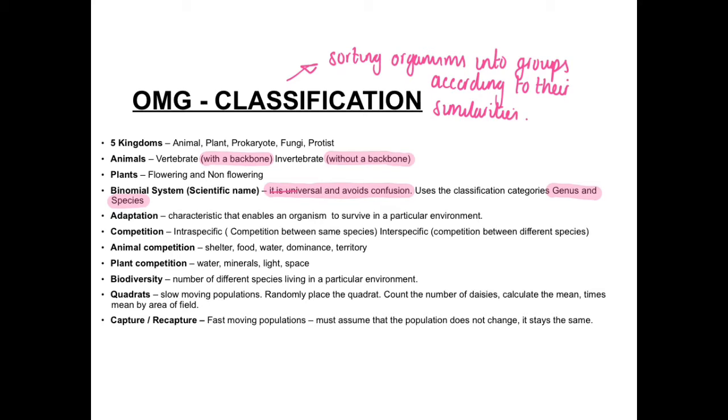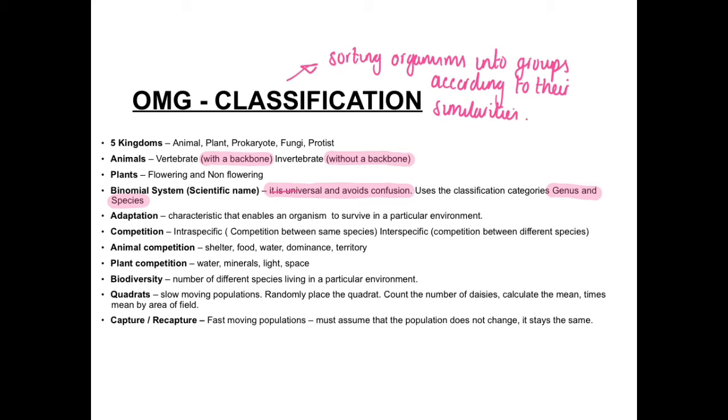So then we move on to an adaptation. They can ask you to define an adaptation. So it's a characteristic that enables an organism to survive in a particular environment. So for example, we could look at a polar bear, and we know a polar bear's got really thick fur to keep it warm. It's got small ears to reduce heat loss, and it's got a layer of fat underneath to keep warm. Also has white fur so it can camouflage from predators.